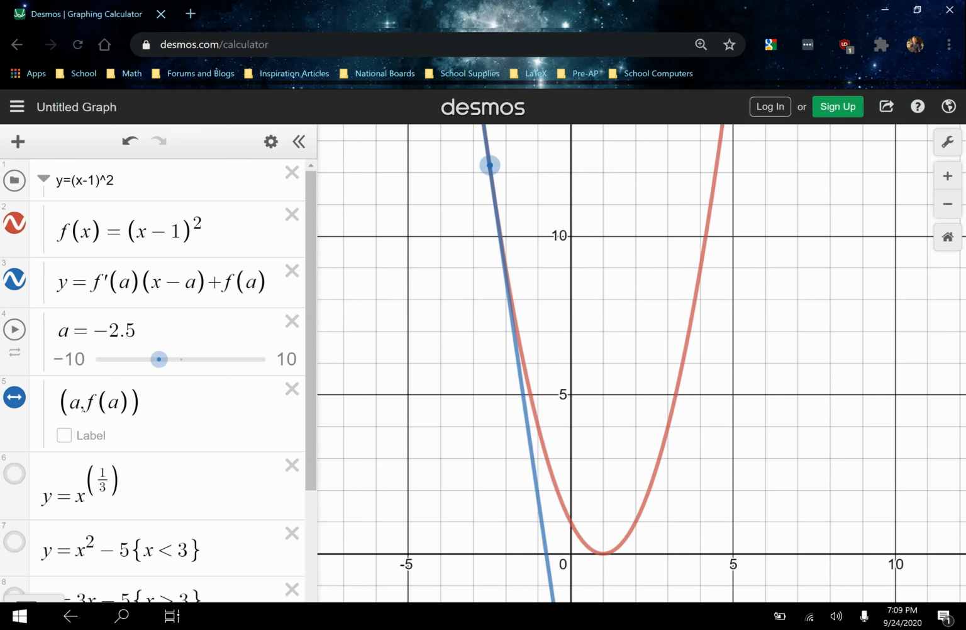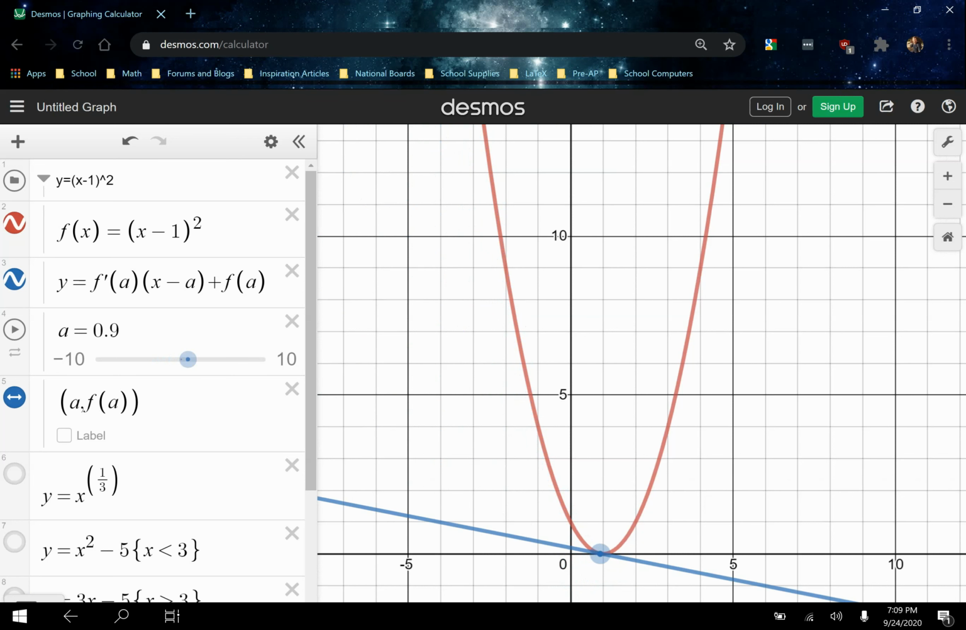Because there's a tangent line, the graph has a slope at that point. In particular, because the tangent line is going down, the parabola has a negative slope, or a negative derivative. So if I drag this a little bit over, take a look at what happens. Still have a tangent line, still negative slope, negative slope, negative slope. But what's happening right about here?